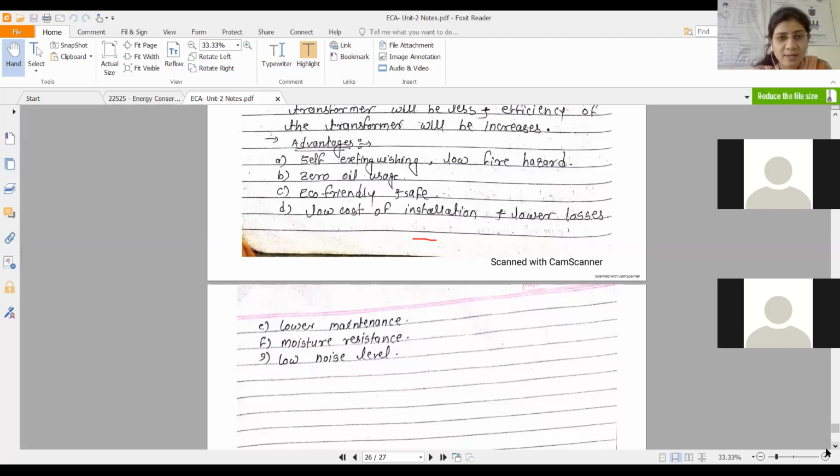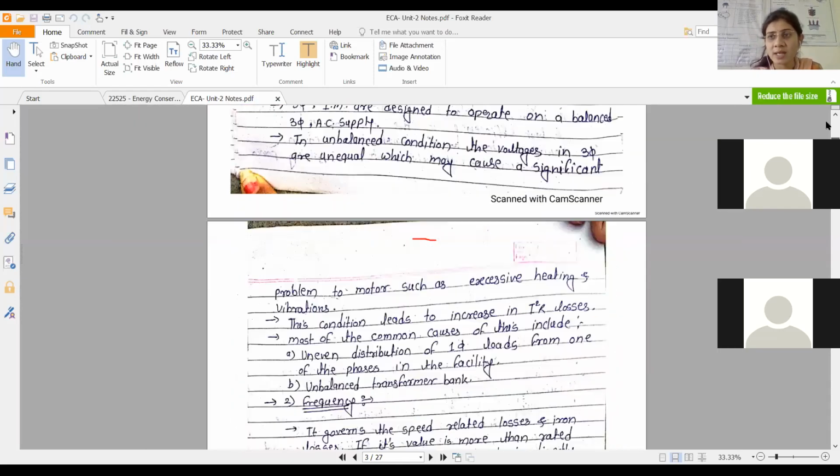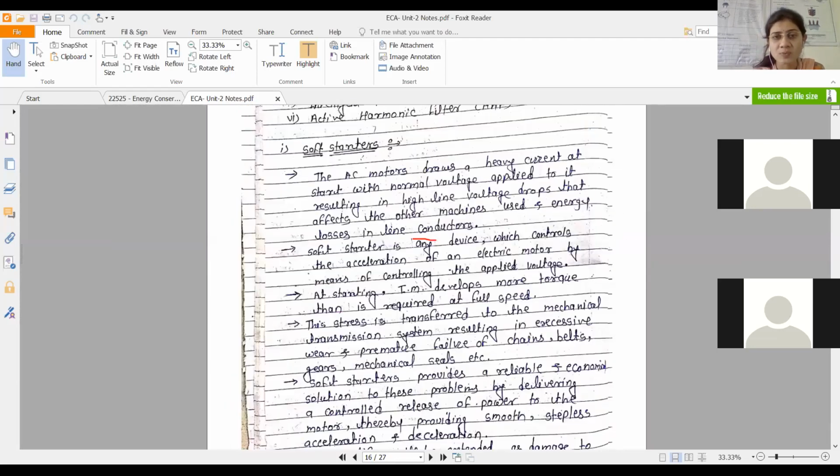Less maintenance is required and obviously we discussed the moisture resistance. How is it moisture resistant? Because the windings are immersed in the chemical and after that these windings are dried out in the oven and therefore by this process it will be highly resistant to the moisture. Okay, and low noise is generated in this type of transformer. Okay, so these were all the advantages of the epoxy resin transformer. Okay, so if there is any doubt, you can ask about the epoxy resin and amorphous core transformer.